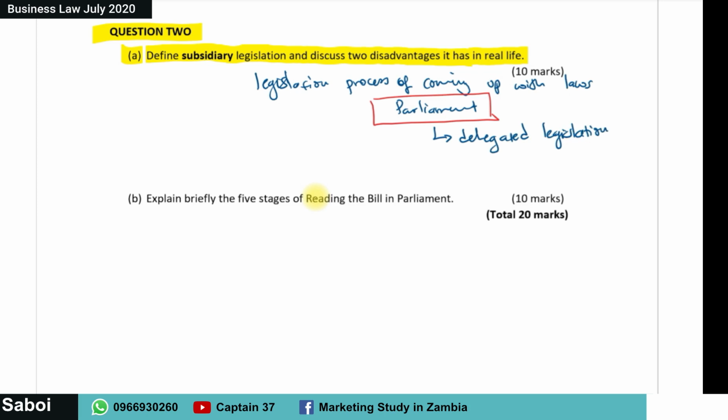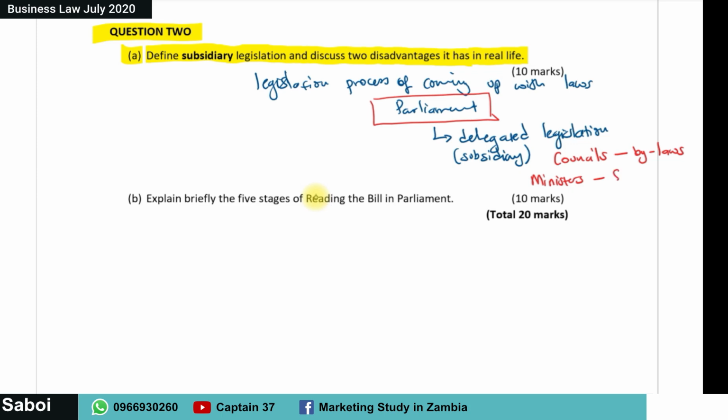This delegated legislation is also what is known as subsidiary legislation. Okay, same thing. Delegated legislation, subsidiary legislation, same thing. It means Parliament, through the legal establishments, allows for other identified persons to be able to come up with laws. Examples of these persons include the councils. And so the councils come up with bylaws. Also, you have ministers. Ministers, statutory instruments.